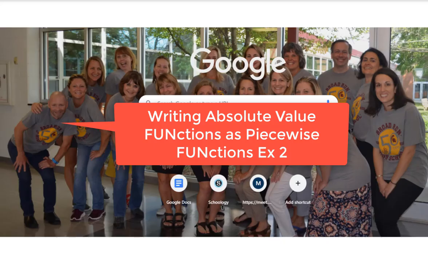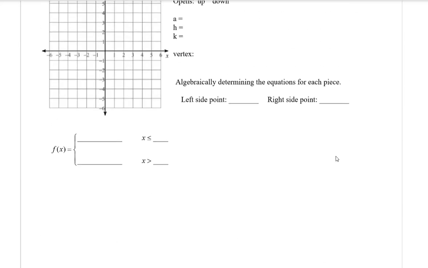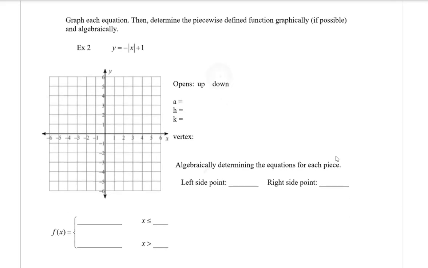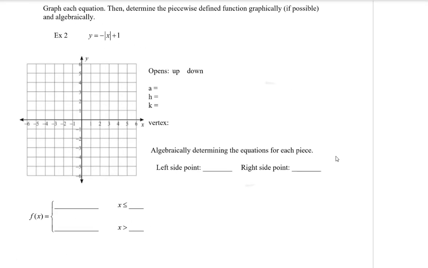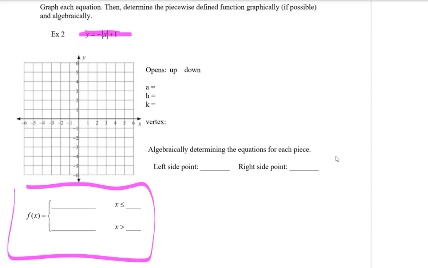So let's go ahead and take a look at example number 2. All right, so when we go to take a look at example 2, yeah, there we are right there. All right, so we've got to graph this and figure out what the piecewise function is. So the goal of this problem is to take this absolute value equation right here and write it as a piecewise defined function. So that's what we're going to try to do.